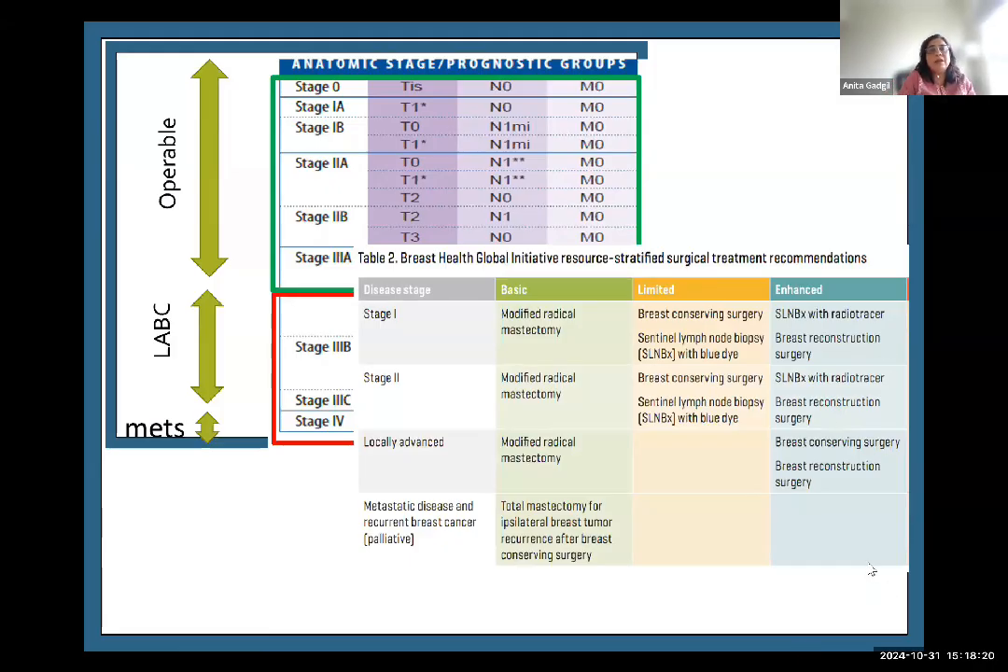If you have basic resources, then modified radical mastectomy is good, because the radiation that is required after lumpectomy is mandatory, and if that is not available, then better do a safe and good modified radical mastectomy with axillary dissection and leave it at that. If you have a little more resources, then conservation surgery can be done with sentinel lymph node biopsy with just a blue dye. And as I said, if there are enhanced or good facilities, then you can go ahead with a radionuclear tracer and then conservative breast surgery. Similarly, as I mentioned, if it's a locally advanced disease, you will need to do a modified radical mastectomy for these patients. Moving on.